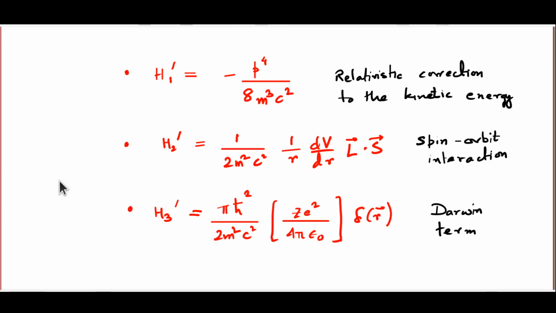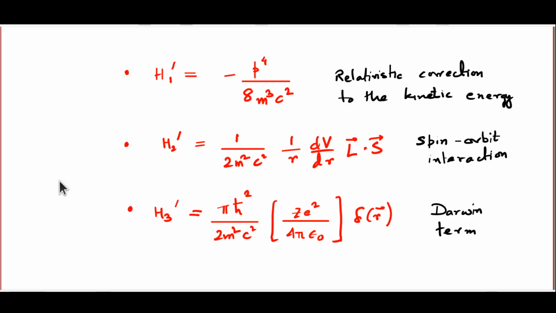The second correction term, H2 prime, is called the spin orbit interaction term. This basically arises due to the fact that the electron behaves like a tiny magnetic moment because of a spin angular momentum. And when this tiny magnetic moment goes around the nucleus, it feels an effective magnetic field because from its frame, the proton is going around it, hence creating a tiny current loop. So by taking into account these features, basic electromagnetism, you end up with this particular formula.